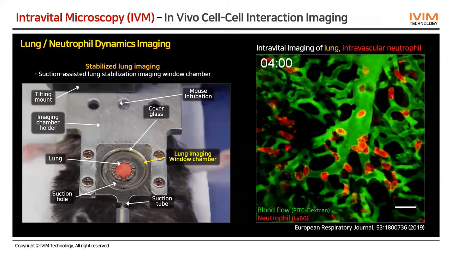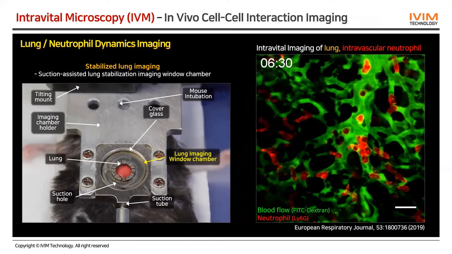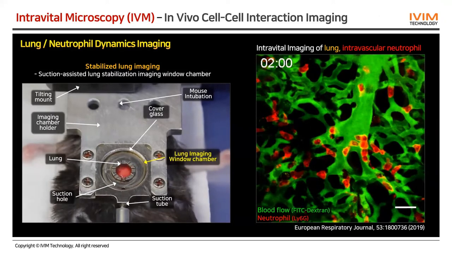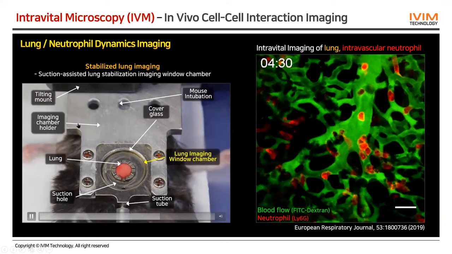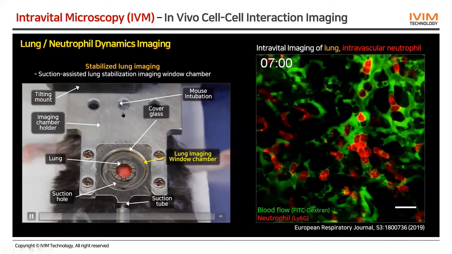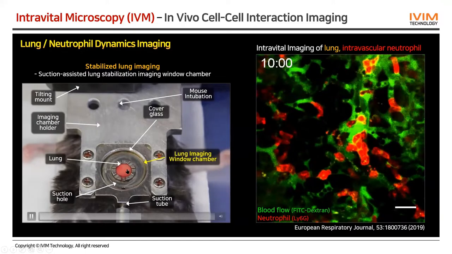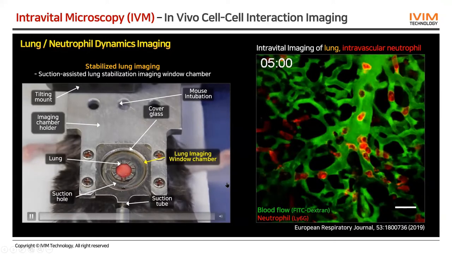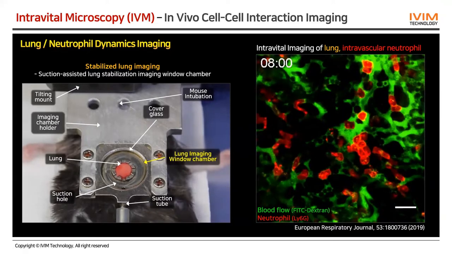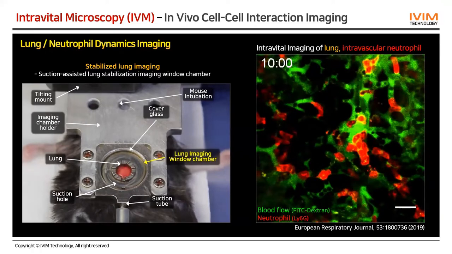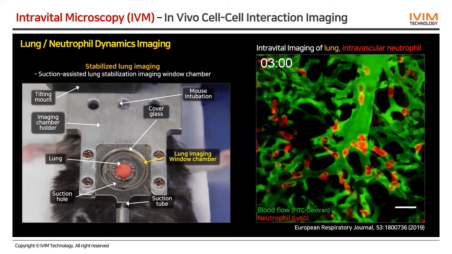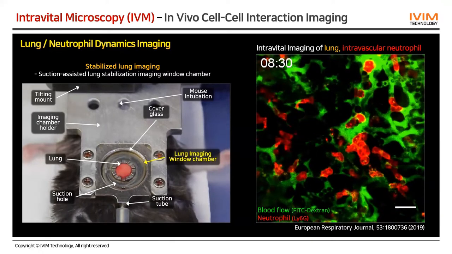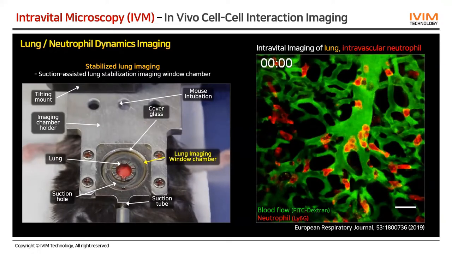So this is one of the devices for stabilized lung imaging in an anesthetized mouse model. On your left side, this mouse is intubated and connected to the ventilator. Then we open up the thoracic cavity and expose the lung. As you may imagine, the lung continuously expands and shrinks to breathe air. So for microscopic scale imaging, we need to stabilize the motion of the lung during the intravital imaging.